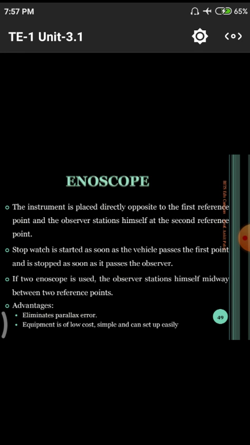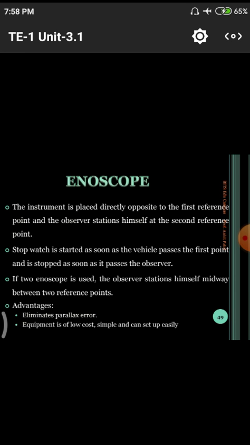That means he will simply be running the stopwatch, the seconds simply moving 1, 2, 3, 4 like that. The observer stations himself midway between the two reference points. In the second point itself, the observer has to start his stopwatch whenever the vehicle crosses the starting point. After the vehicle reaches the end point, he will stop his stopwatch, which has some reading in terms of seconds and minutes. He needs to note those down in his notepad. After that, with the distance and time, he will calculate the speed maintained by the vehicle using this eno scope.